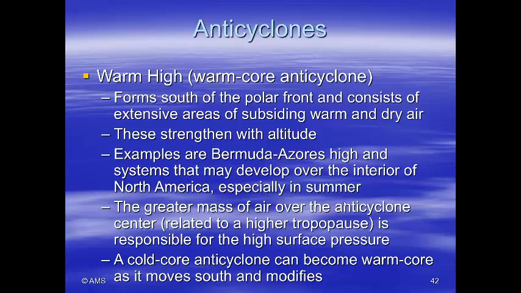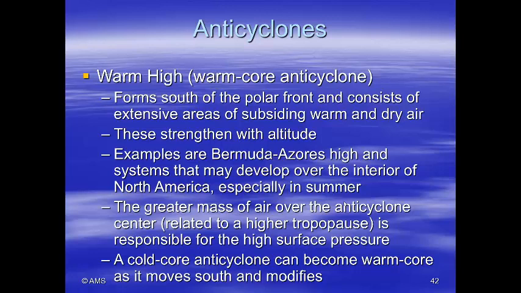We can also see a warm high, a warm core anticyclone, and this forms south of the polar front and consists of an extensive area of subsiding warm and dry air. These strengthen with altitude, and examples of these are the Bermuda or Azores high and systems that may develop over the interior of North America, especially in the summer.